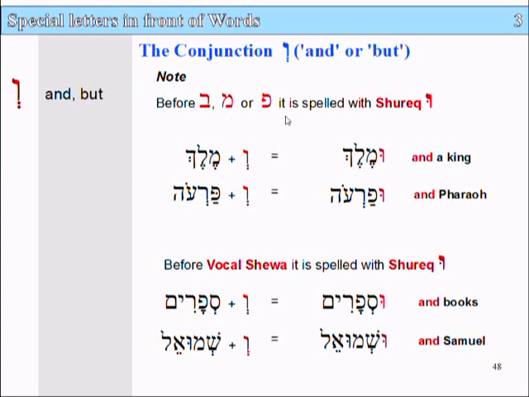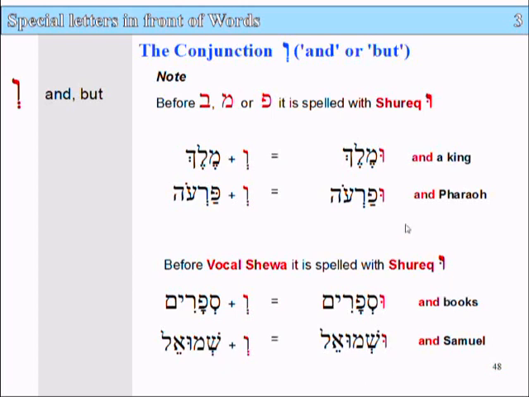So the vav means and when added in front of words, but if in front of the bet, the mem, or the pay, it changes from a v sound to an u sound, but it still means and. And it also changes from a v to an u sound if in front of a word beginning with a vocal shva. That's these two vertical dots underneath the first letter of the word. The vocal shva again has a very short sound. So this is Sefarim or Shemuel. That's got a very short sound there.